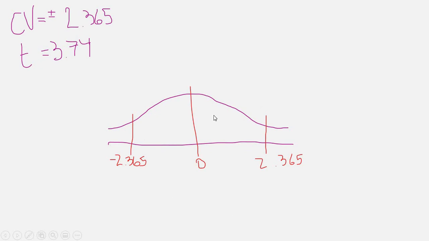So we go to our curve, and remember our critical values are 2.365. So we have them here and here, and then 0 here. And our t is 3.74, which puts us right here.